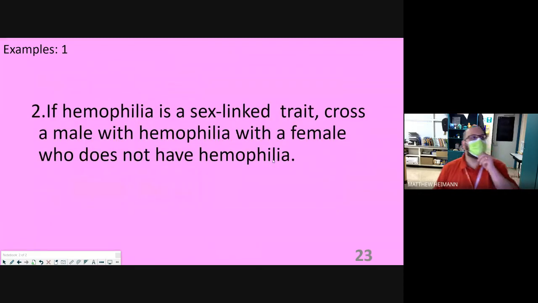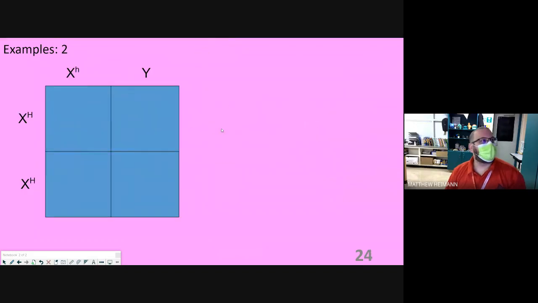All right, question 2. If hemophilia is a sex-linked trait, cross a male with hemophilia with a female who does not have hemophilia. All right, I set this one up for you all. So the male is X with lowercase h, Y. The female is both X with capital H, X with capital H.